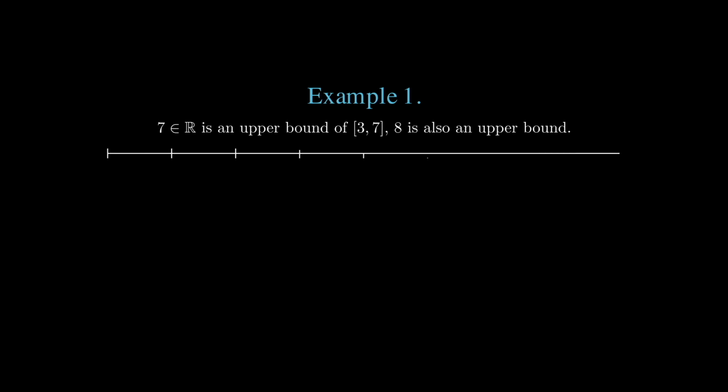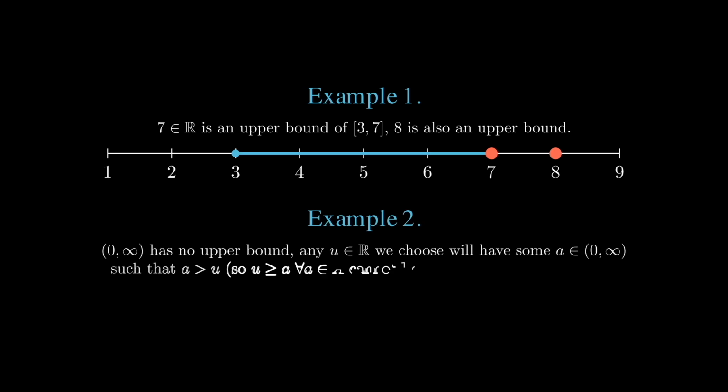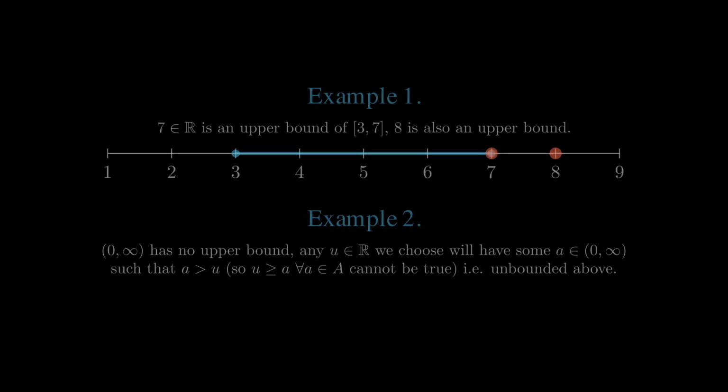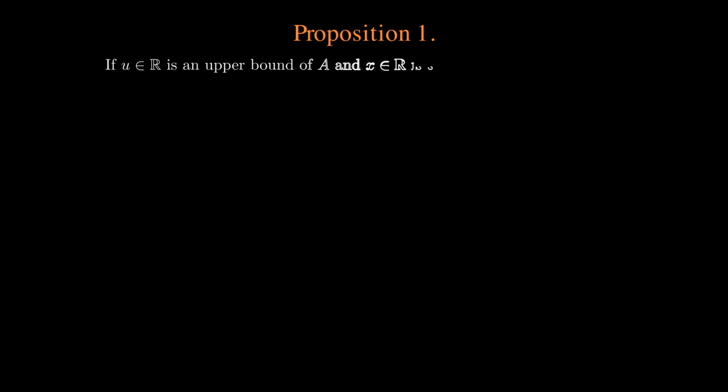Looking at another example with a number line to go along with it, we see that for the closed interval from 3 to 7, both 7 and 8 are examples of upper bounds, since they're greater than every value in the interval. Further, the open interval from 0 to infinity will have no upper bound, or is unbounded above, meaning there is no number u we can choose such that every number in the interval from 0 to infinity will be less than it. A useful proposition is as follows.